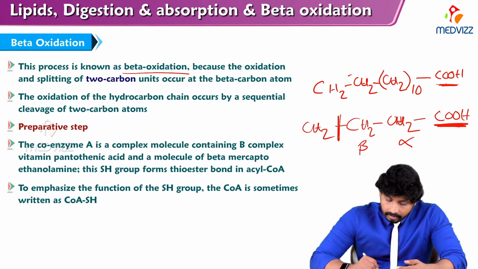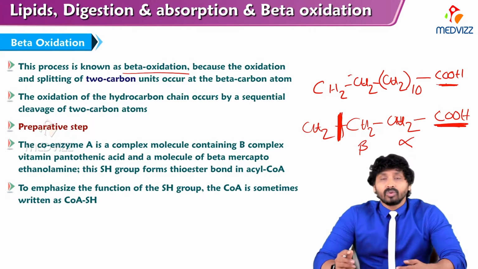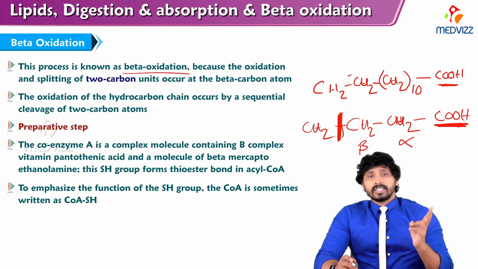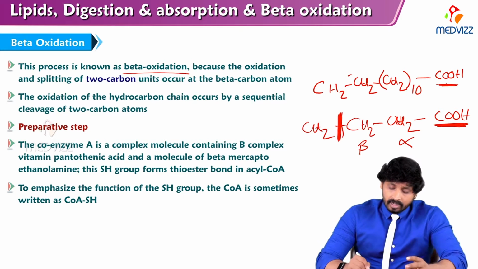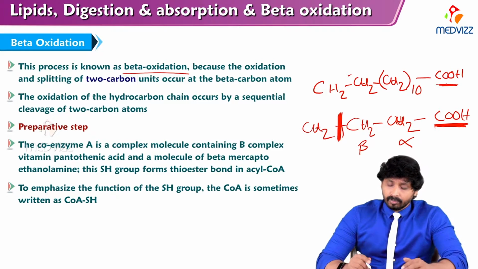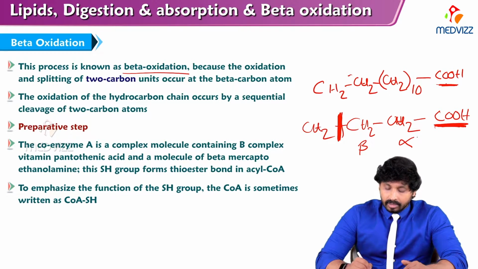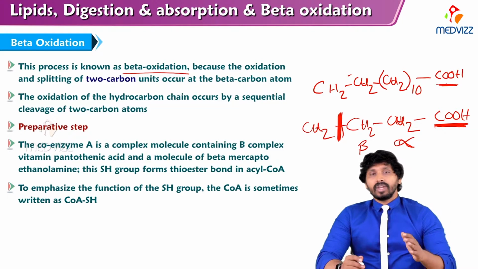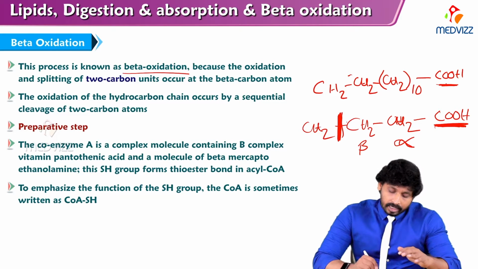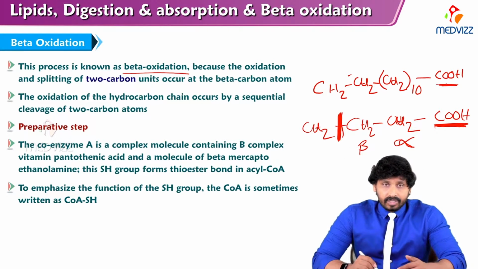Here there is removal or breaking of two carbons at a time. The breaking of the fatty acid takes place at the beta carbon. The numbering alpha, beta, gamma, delta is given starting from the functional group, here COOH. The CH2 attached to COOH is alpha, and the CH2 behind that is beta. In beta oxidation, the removal of carbons occurs at the beta carbon level, so that's why it is known as beta oxidation.